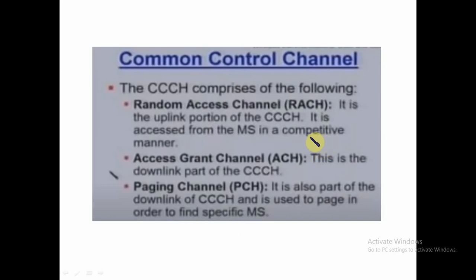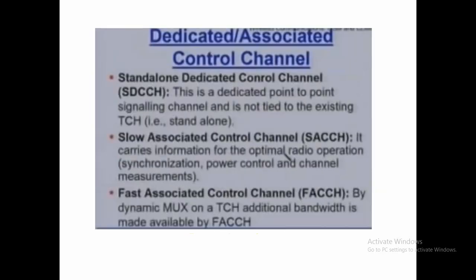The access grant channel is the downlink part of the CCCH. The paging channel is part of the downlink of the CCCH and is used to page in order to find a specific mobile station, when a call is initiated.